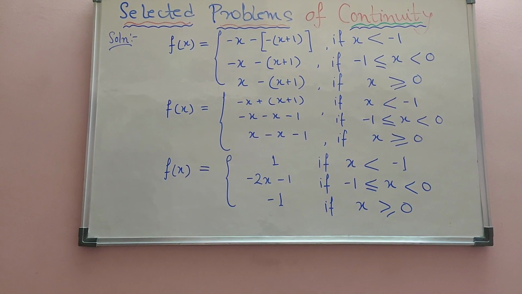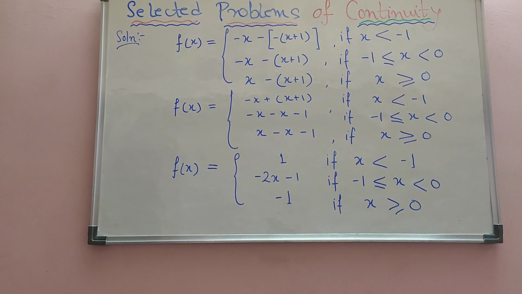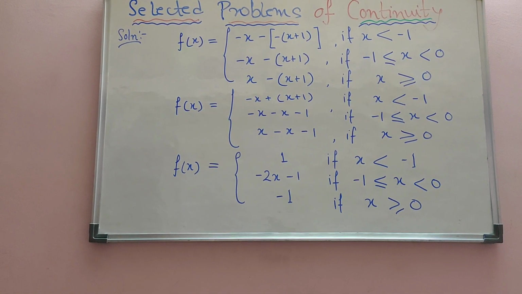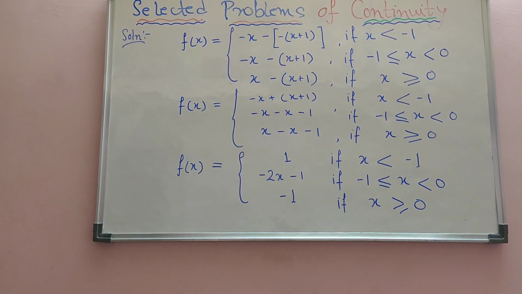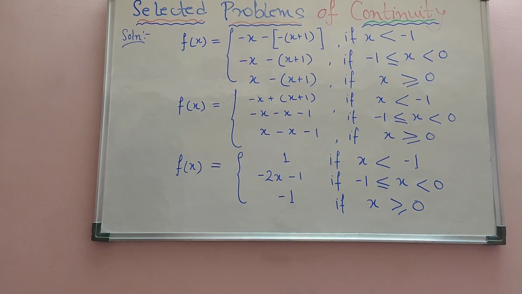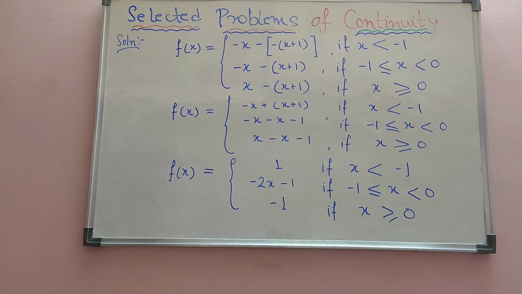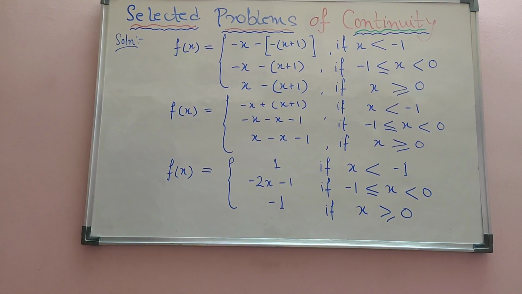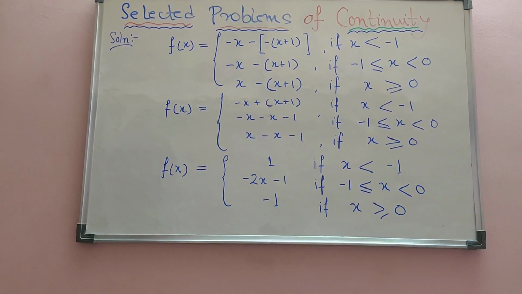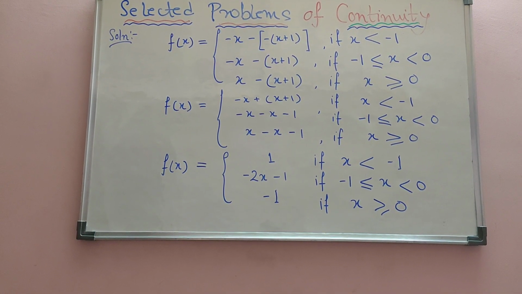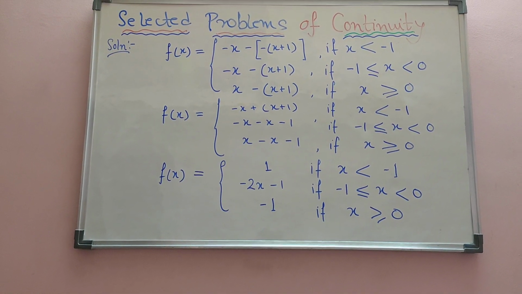So see, first of all, minus x minus of x plus 1, so minus minus becomes plus. So minus x plus x plus 1, minus x plus x will be cancelled out. It becomes just 1 for the interval x less than minus 1. For the second case, minus x minus x minus 1, so minus 2x minus 1 becomes. And in the third case, x minus x will be cancelled out, and it becomes minus 1.